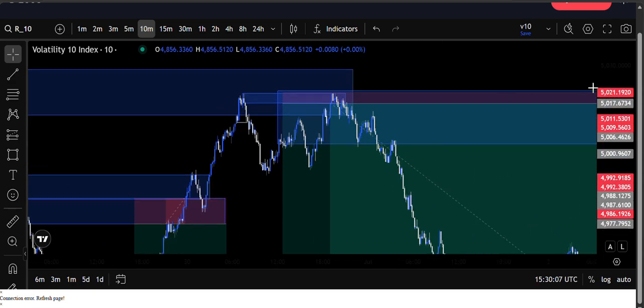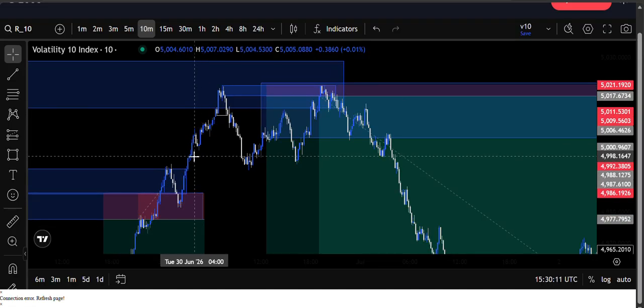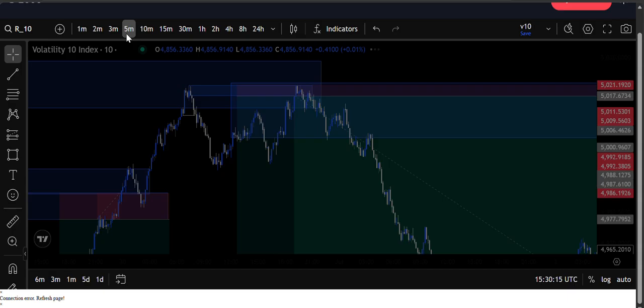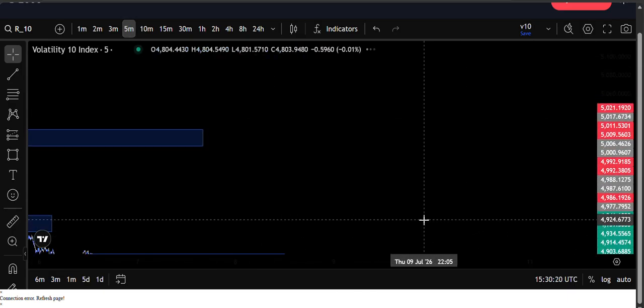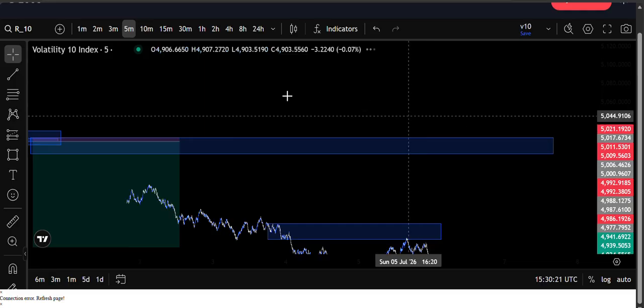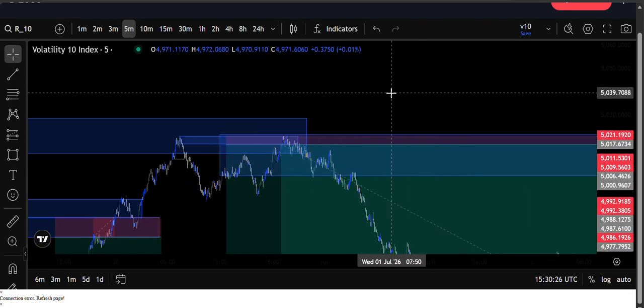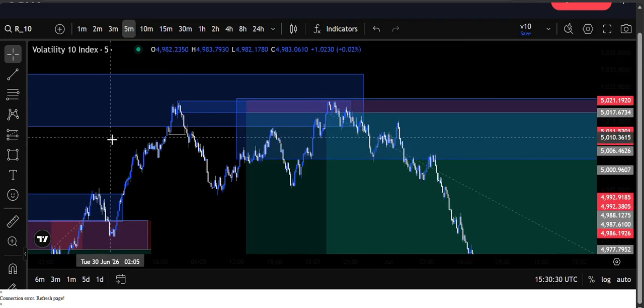Okay, so for the 10 minutes time frame, it is clear. Okay, it is clear, but it will be much clearer in the 5-minute time frame. So always watch out for your model. So for the 5-minute time frame, this is what we saw.